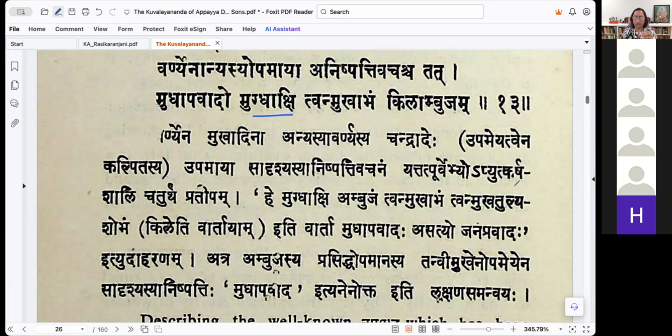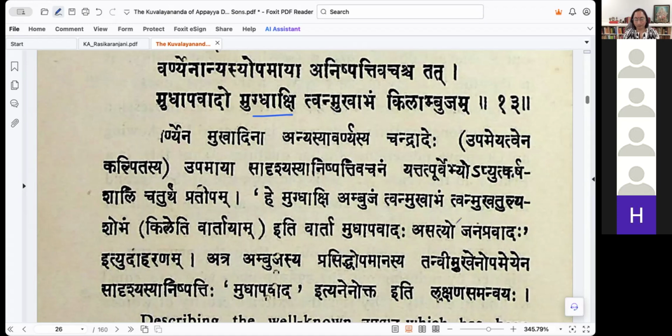So varnyena mukhadina, by using this mukham that I am describing here, anyasya avarnyasya, that which is not the subject of varnana, subject of description, which is your upamanam, chandradehe upameyatvena kalpitasya. You are actually trying to switch it as an upameyam. But you are saying that the upama itself is not possible. Upamayaha sadrishyasya anishpatti vachanam. There is no possibility of it. Iti yat tat, describing in this manner, this Pratīpa is different from the earlier varieties, and it is even better. Utkarshashali, it's even superior to the earlier Pratīpas. To think of such a possibility itself is a waste.